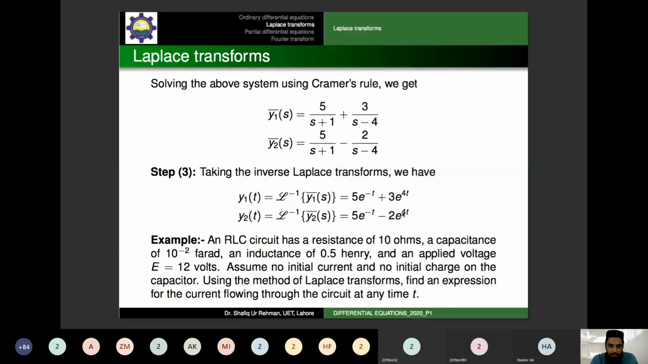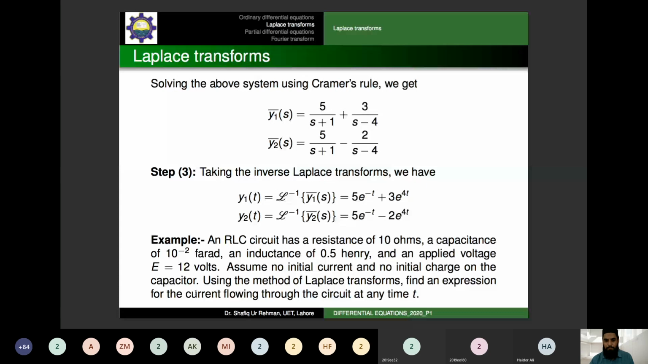One more example, pretty relevant to electrical engineering. An RLC circuit is there; we have gone through that. RC, LC, RLC circuits, different types of circuits are there. So an RLC circuit has a resistance of 10 ohm, capacitance of that much, inductance of 0.5 Henry being the units, and an applied voltage, constant value, 12 volts. On top of that, no initial current and no initial charge on the capacitor. These are the initial conditions.